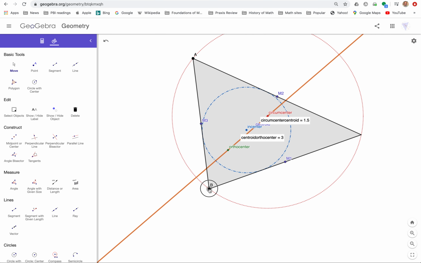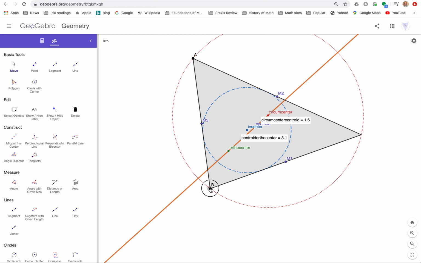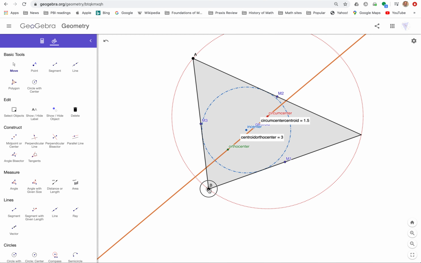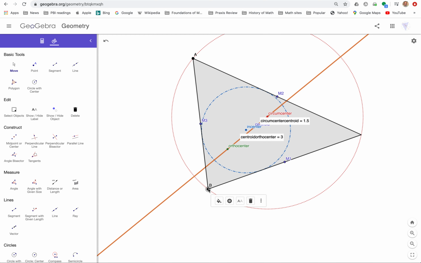And so this will always be true. There's a little bit of round off error here. So like right there, it looks like it's not quite twice, but that's just due to round off error because it's only rounding to one decimal place. So you can drag yours around. You'll see that that always holds true, that the centroid of a triangle trisects the segment joining the circumcenter and the orthocenter.